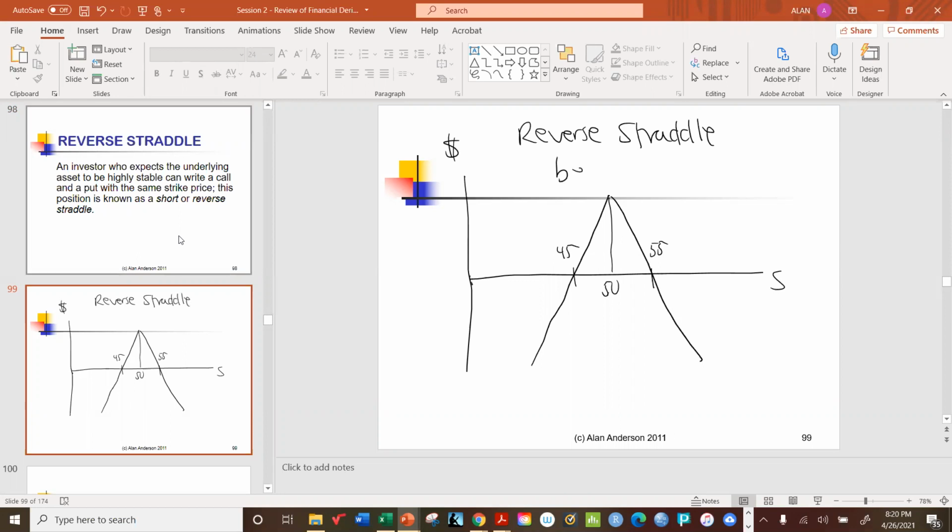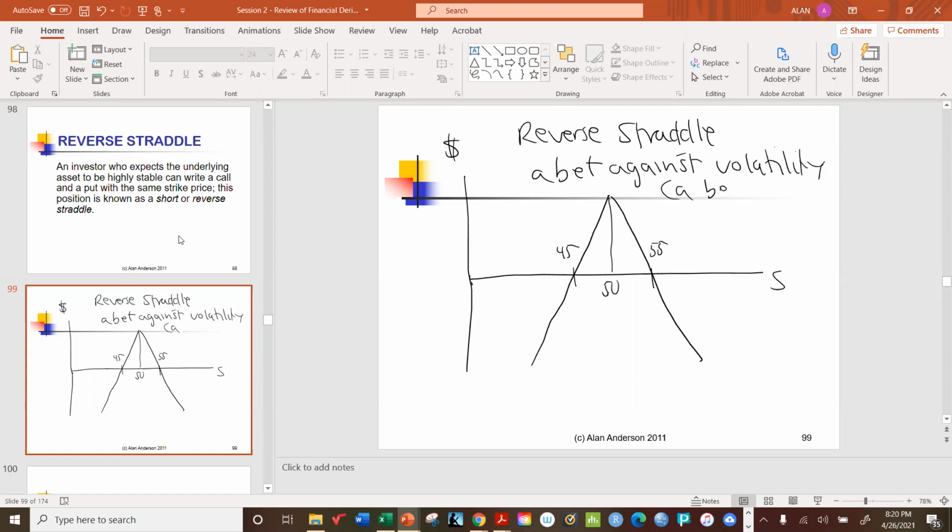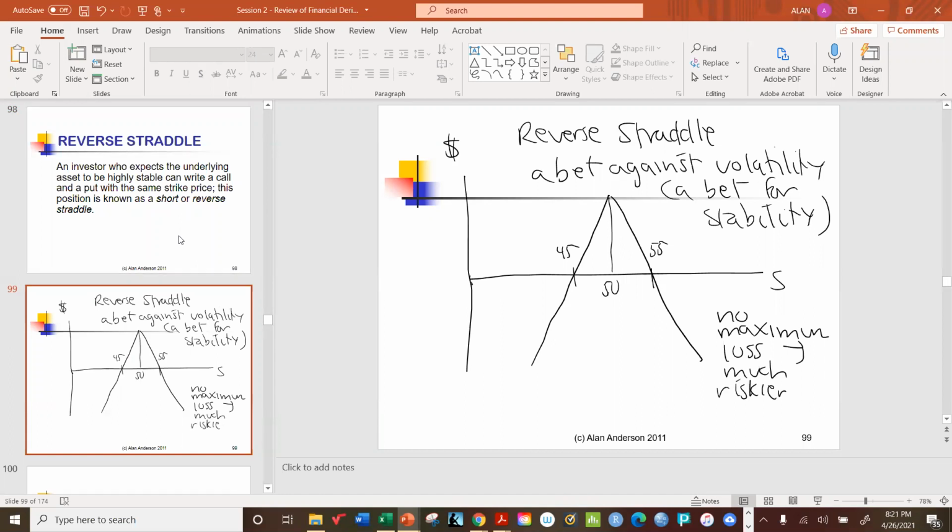Okay, we're betting. Think of this as a bet against volatility. Or you can think of it as a bet for stability. But here, there's no maximum loss, although technically there is. On the downside, it can't go below 0, but for all practical purposes, there's no maximum loss. So it is much riskier than a butterfly spread.